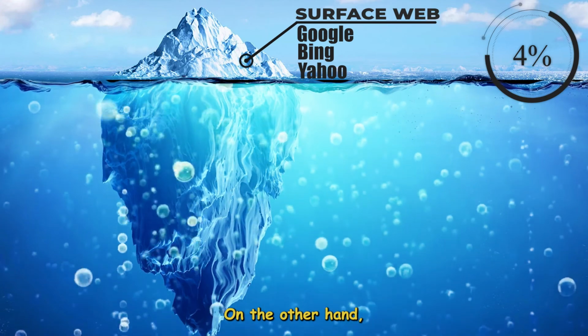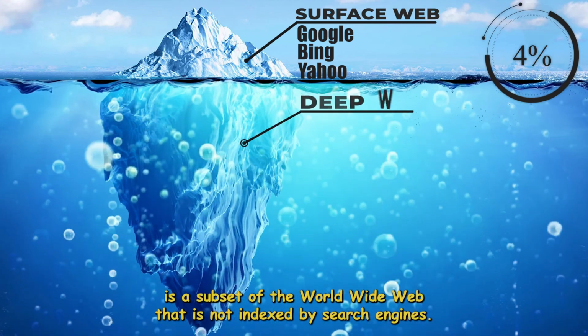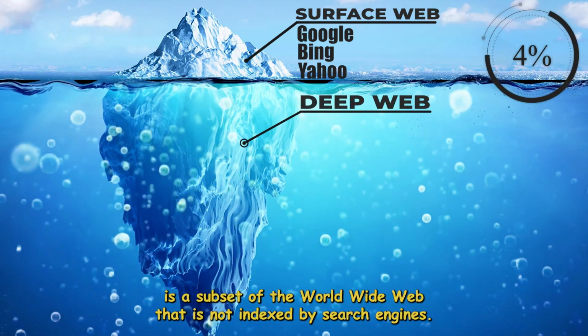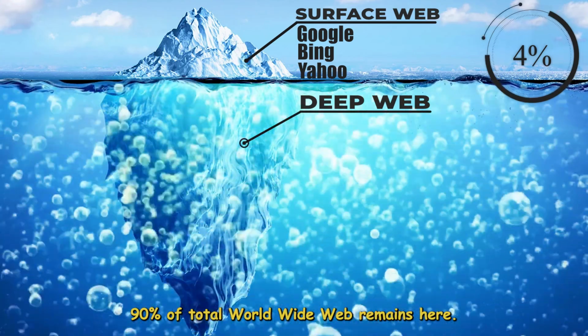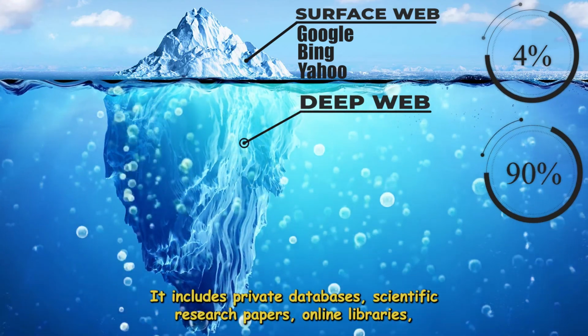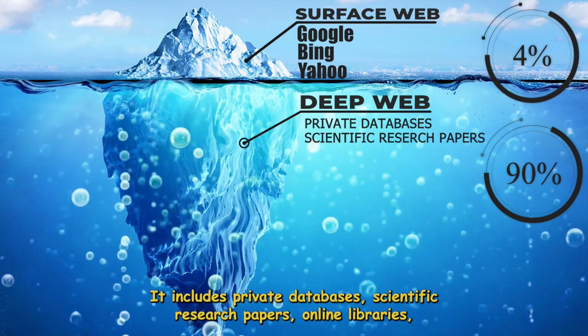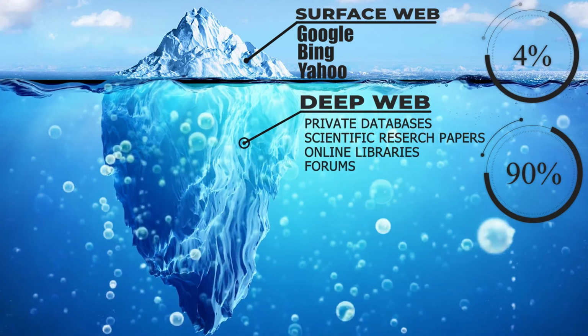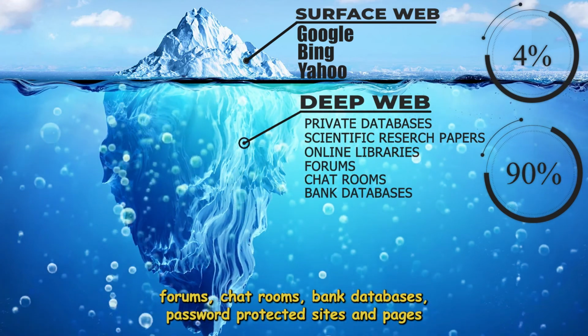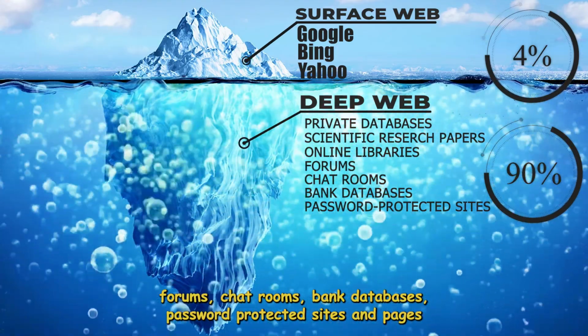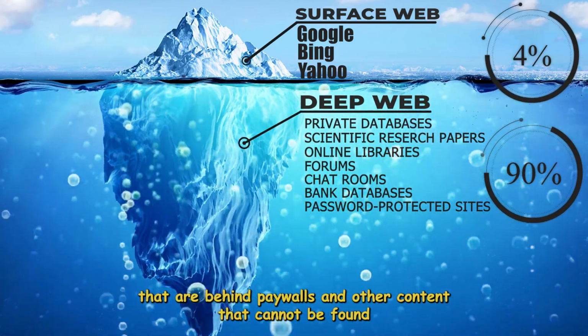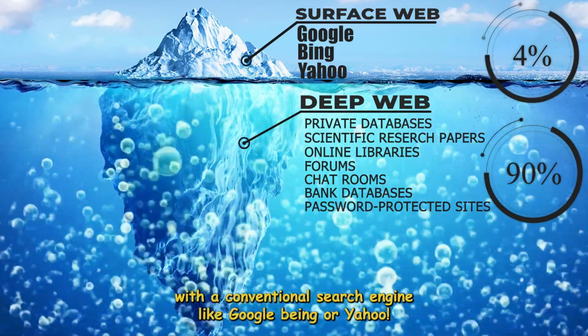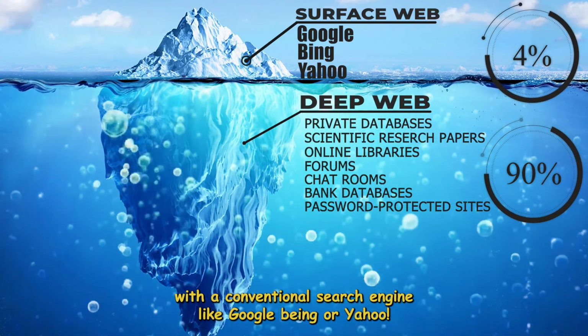On the other hand, the deep web is a subset of the World Wide Web that is not indexed by search engines. 90% of the total World Wide Web remains here. It includes private databases, scientific research papers, online libraries, forums, chat rooms, bank databases, password-protected sites, and pages that are behind paywalls and other content that cannot be found with a conventional search engine like Google, Bing, or Yahoo.